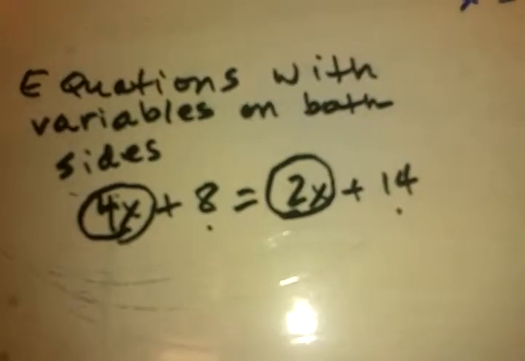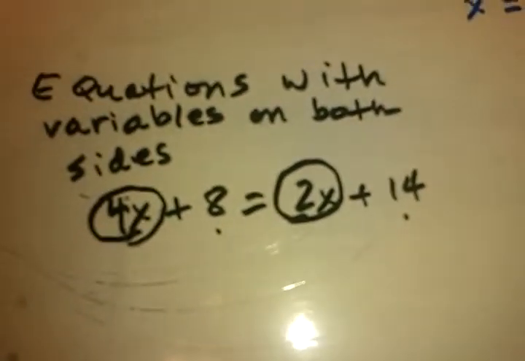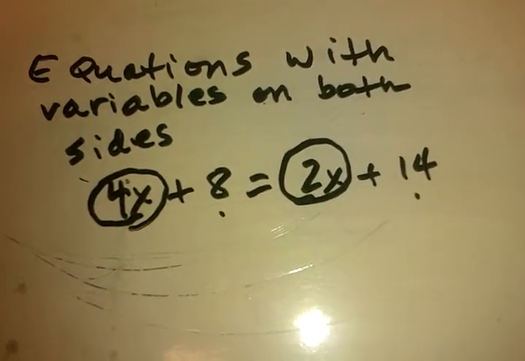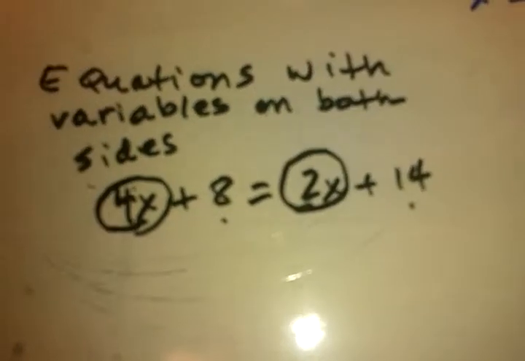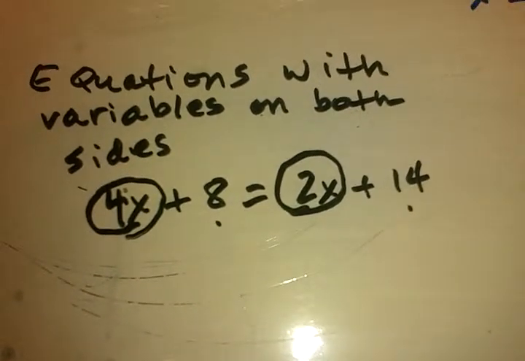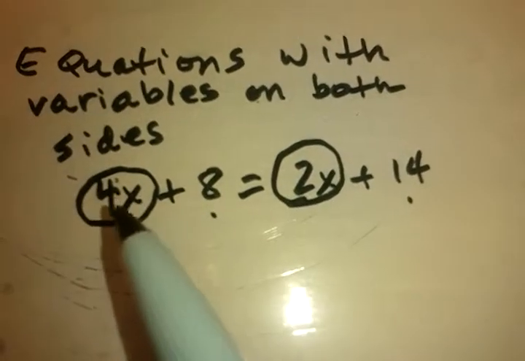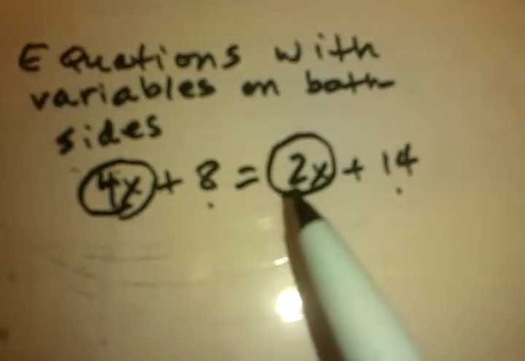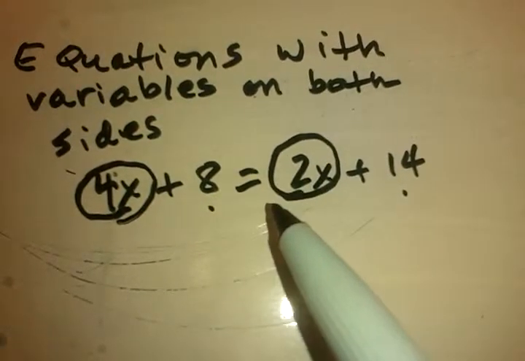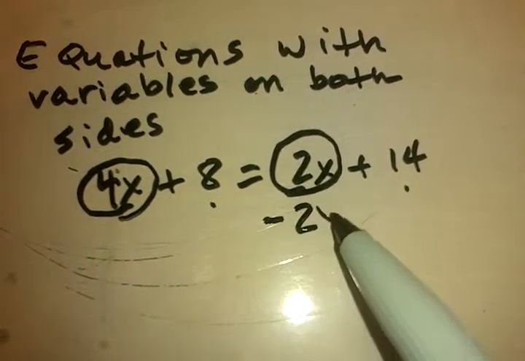4x is like, hey, 2x, come on over on this side with me. 8 is like, I'm uncomfortable over here with this 4x. 2x is like, yeah, let me go on over here to 4x. And 14 is like, 8, come over here. So, with that said, we're going to move this 2x. We're going to do that by using subtraction. I'm going to subtract 2x from both sides.